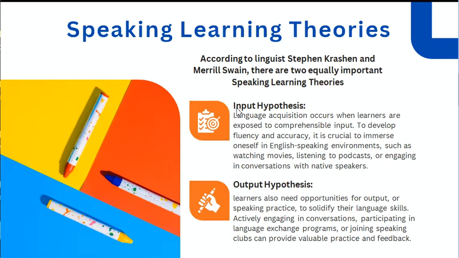The first one is called the input hypothesis. What kind of theory is the input hypothesis? If you want to learn the language, if you would like to develop your English speaking skills, the first thing you need to understand is that language can be learned, or language acquisition, whether it is native language, second language, or foreign language, occurs when learners are exposed to comprehensible input. So this is the first hypothesis.